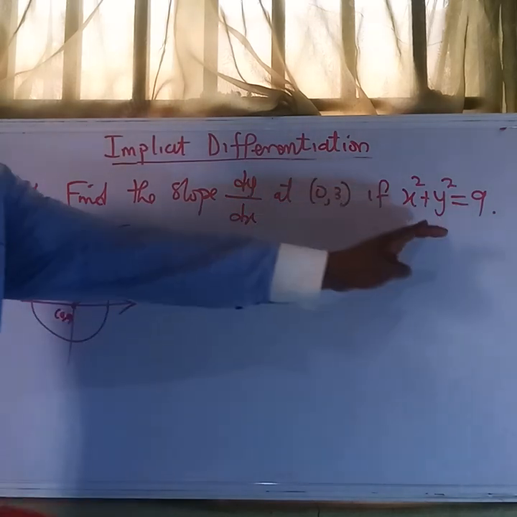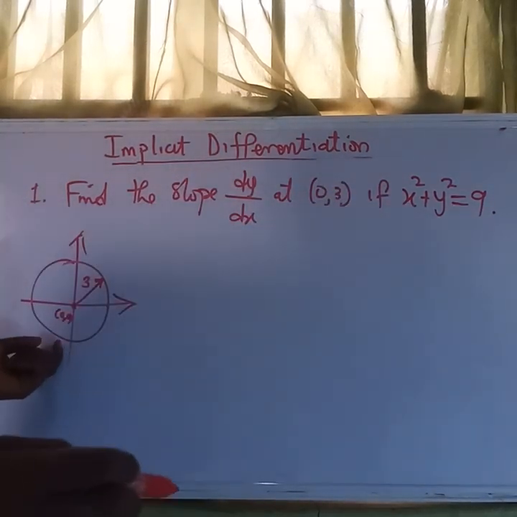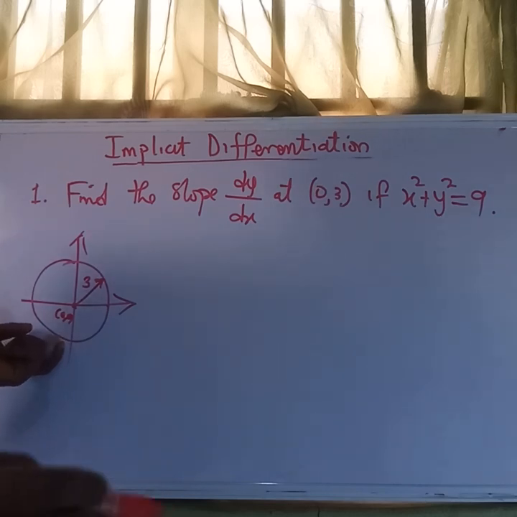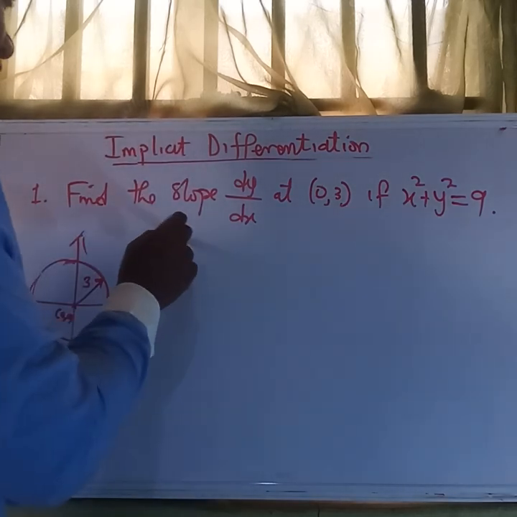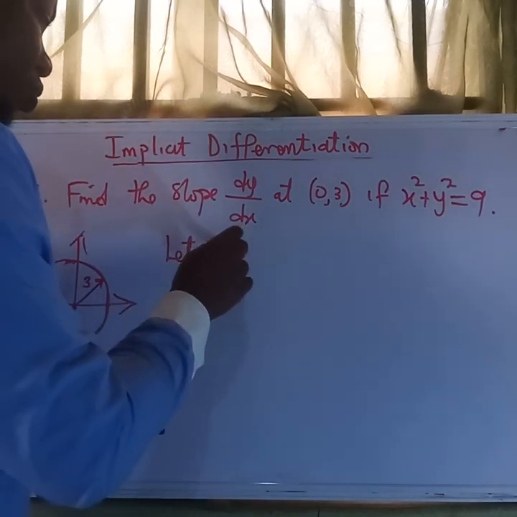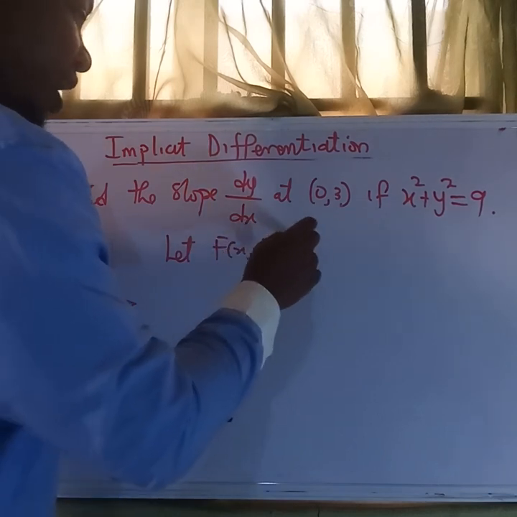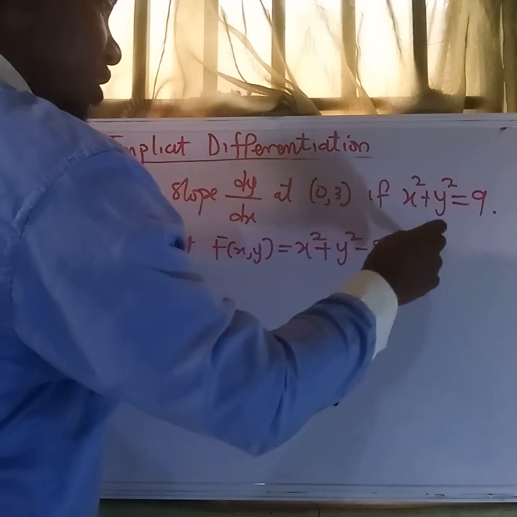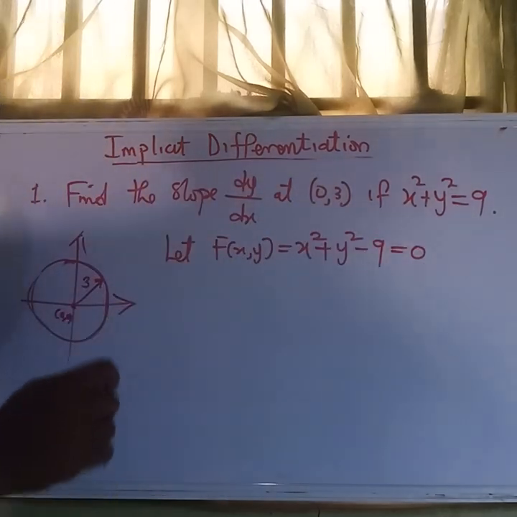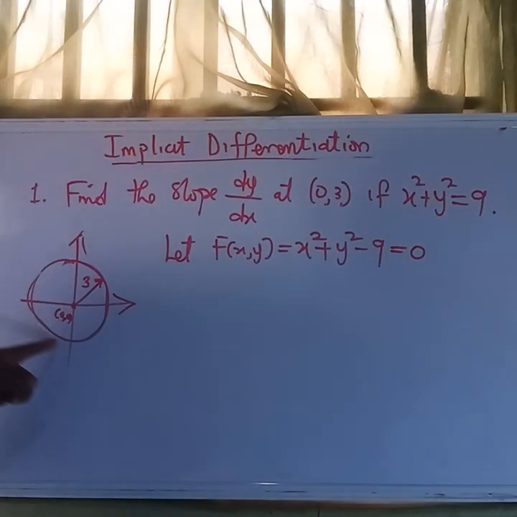I was going to say this is an implicit equation or function, and it is so because this curve is closed. And how do we make it closed here? So let f(x, y) be equal to x squared plus y squared minus 9. As you can see, it is closed when it's equal to 0. That's why we are able to do this.